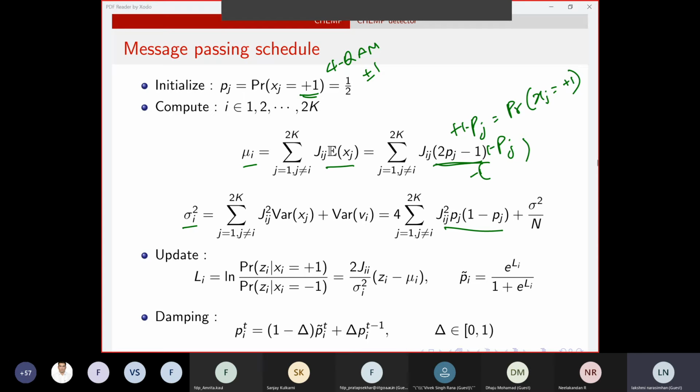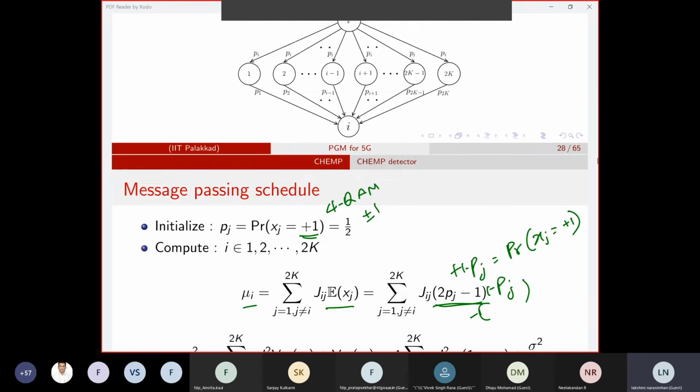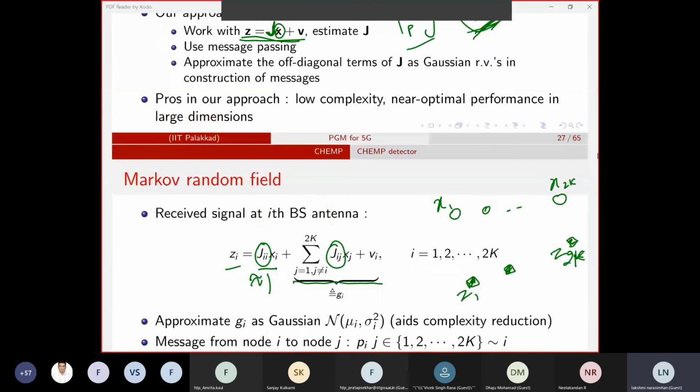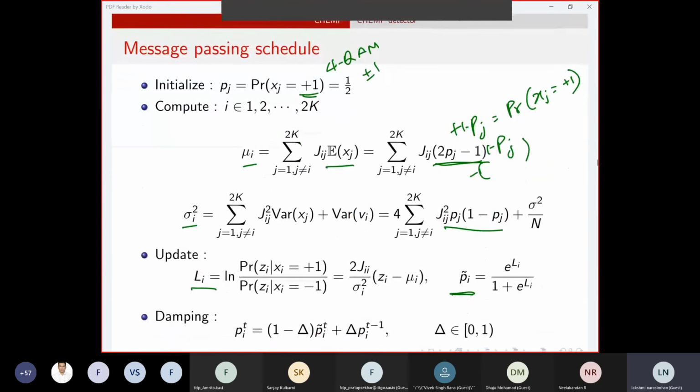So all we do here is once again compute the likelihood, and with this likelihood, we compute the posterior probability, and that is the posterior probability here. Just as before, we compute the likelihood and posterior and keep updating. We just transmit the posterior probabilities from the variable nodes, and the factor nodes compute the likelihoods. These are the likelihood computations at the factor nodes.